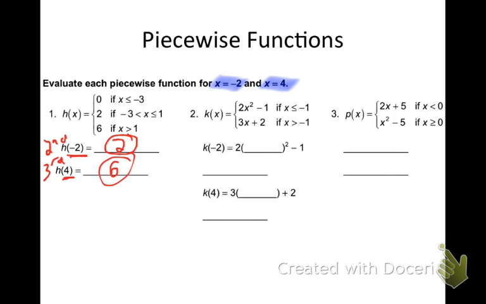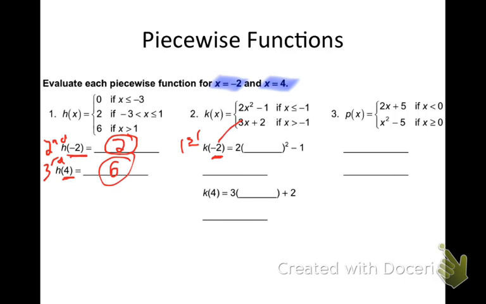Number 2, I have k of x equals 2x squared minus 1 if x is less than or equal to -1, or 3x plus 2 if x is greater than -1. These are ones that probably make a little more sense to you because you see where you're plugging the value in, because they have an x. So I have -2 first. Does -2 go in the first or the second function? Is it less than or equal to -1 or is it greater than -1? It goes into the first function.